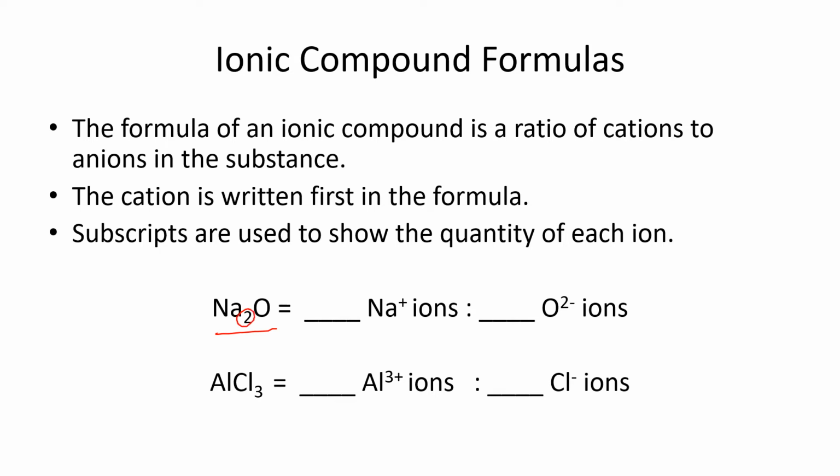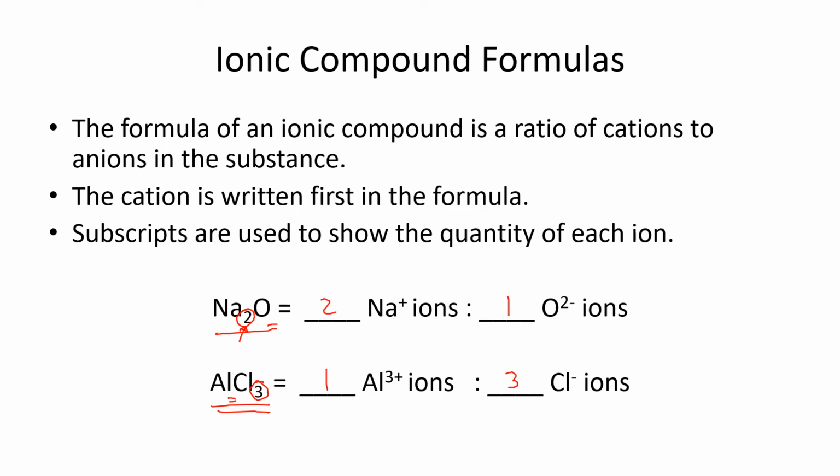In this case, the little number here means there are 2 sodiums for every 1 oxygen ion inside of this compound. And if you look at this formula here, that tells you that for every 1 aluminum ion, there are going to be 3 chlorine ions. So the numbers are always the quantity of each of the ions in the ratio. If there's no number, you can assume that's a 1. If you write the element at all, it means there's 1. And if you need more than 1, you put in one of these little subscripts.